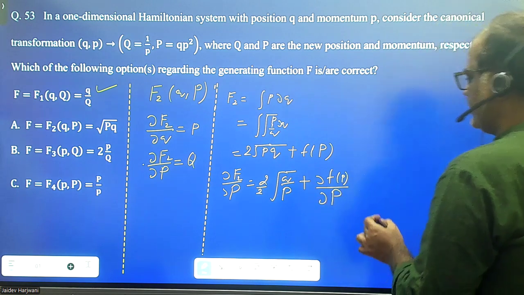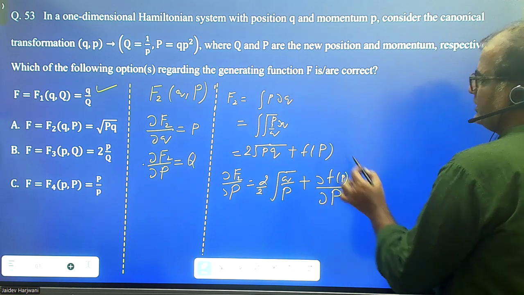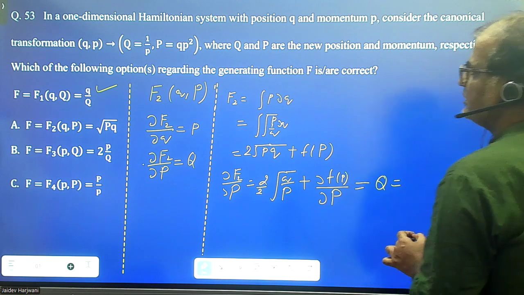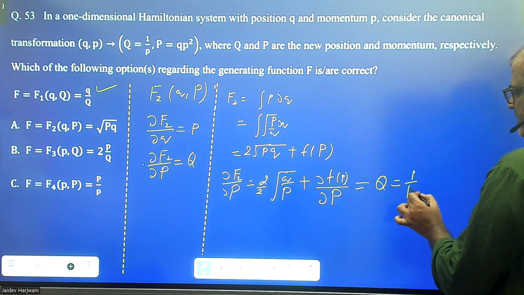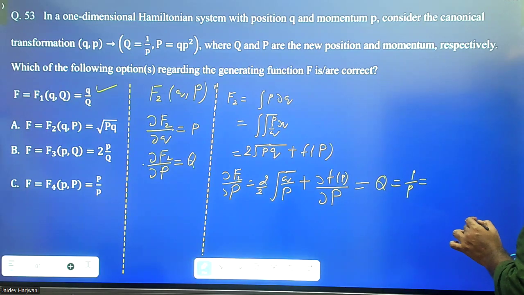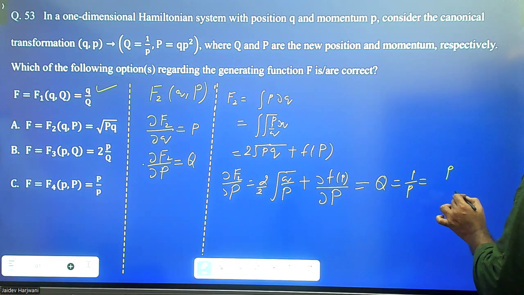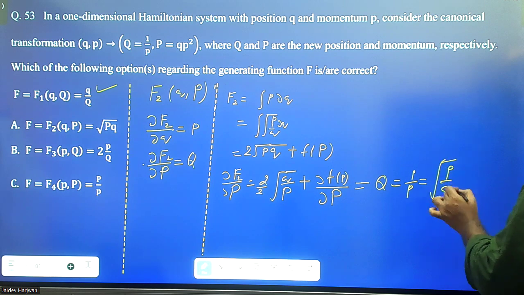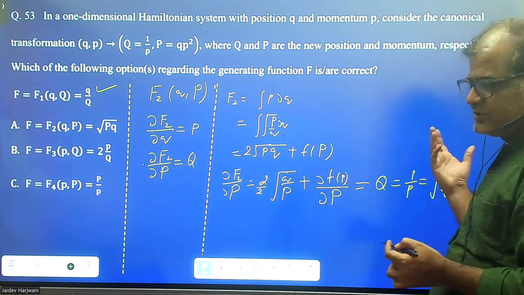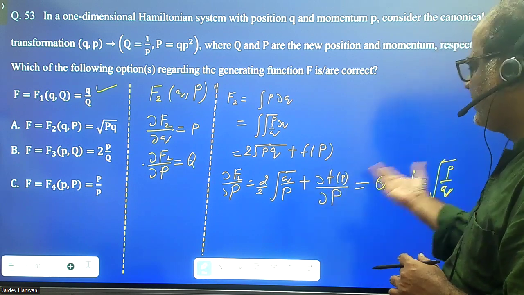Now this should be equal to Q. Now Q is this one, and Q is 1 upon small p. 1 upon P again is, if I convert capital P, Q by root, so this is coming P upon Q. Here is Q upon P. So this is not equal. Anyway, we cannot make it equal.